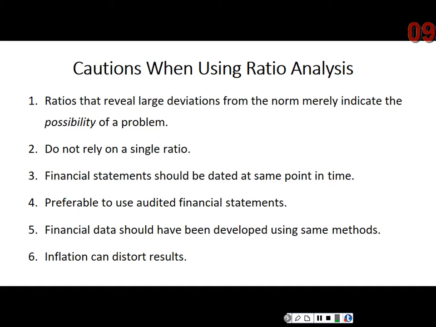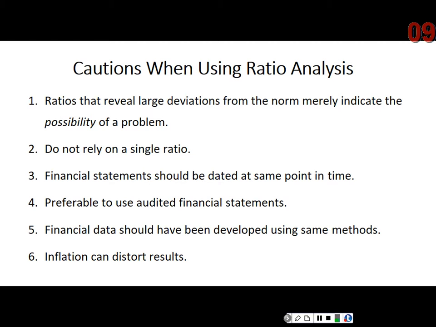Now, these are just some things to be careful of when doing ratio analysis. Again, if you took me for Finance 330, you have seen this already, but I just want to make sure that everybody had a good understanding of this. The first two kind of go together. Number one says ratios that reveal large deviations from the norm merely indicate the possibility of a problem. And number two says you can't rely on a single ratio in terms of telling how financially strong or financially weak a company is.